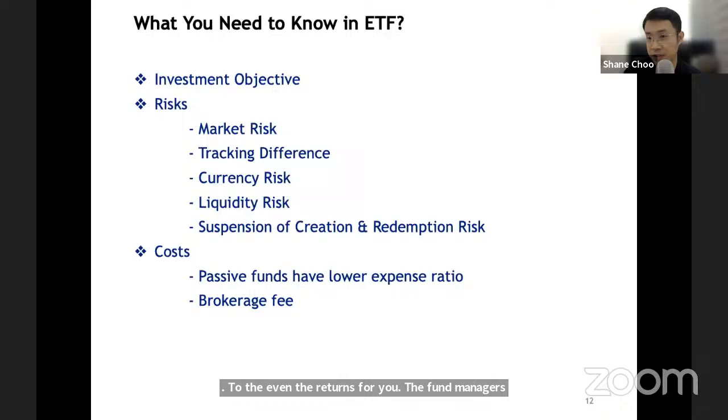Okay, for instance, let's take FBM KLCI, right? FBM KLCI consists of 30 largest constituent stocks. If there's no changes to the constituent stocks and no changes to their weightage, the ETF will not have any changes in their portfolio. All right. So if the ETF performance does not meet your expectation, it's merely that the index return does not meet your expectation.